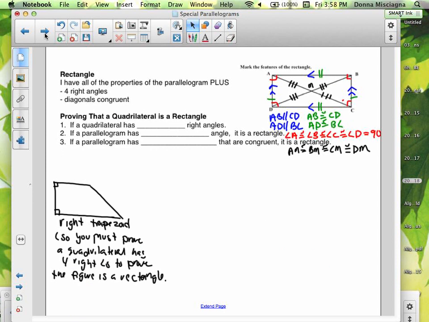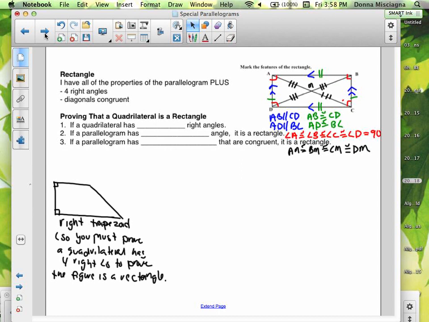All right, so you're going to mark that the opposite sides are parallel. Notice I have that written in blue on my notes here. So AB is parallel to CD, and AD is parallel to BC. You're going to mark that the opposite sides are congruent, and I have that written in green. AB is congruent to CD. AD is congruent to BC.